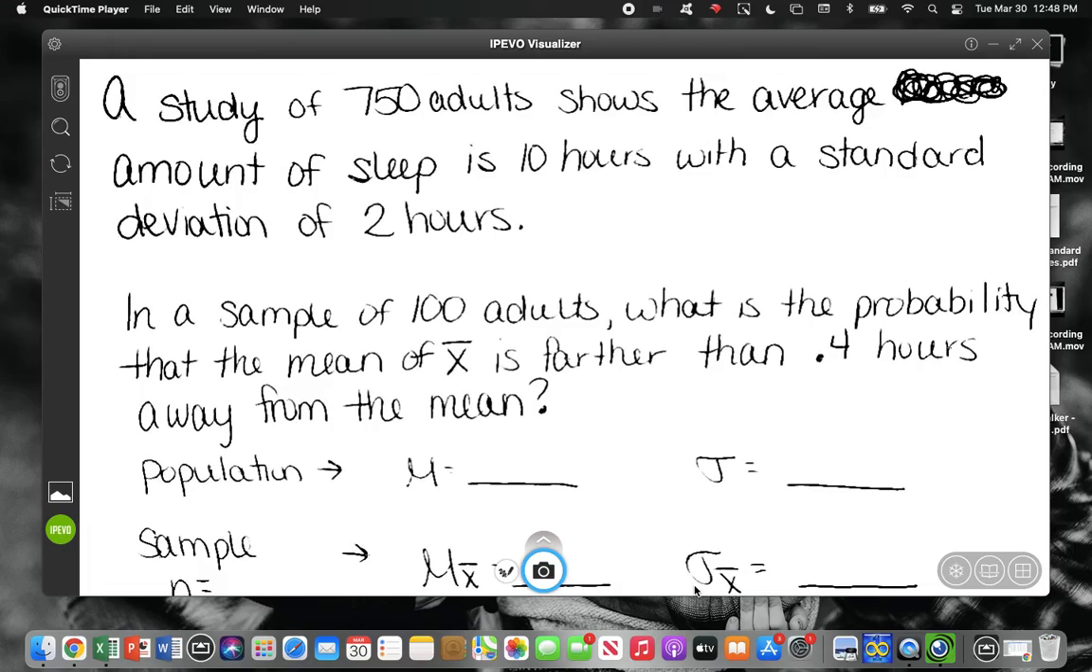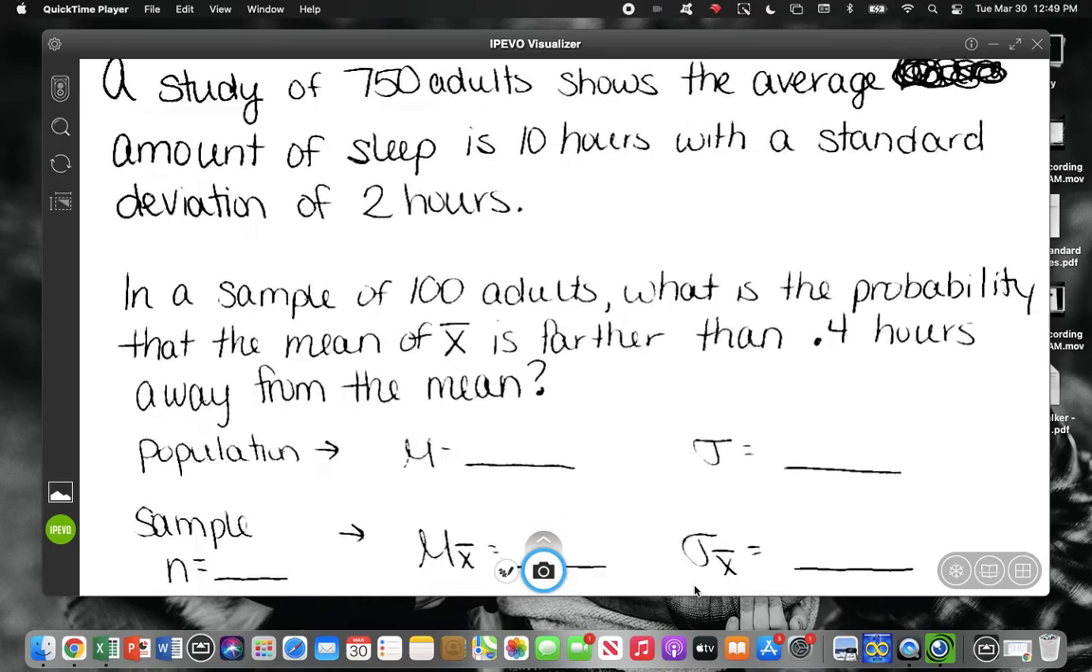All right, so then we are actually going to take a sample of 100 adults, just to see if this is accurate information. And we're going to find out what the probability is that the mean of the average hours of sleep is farther than 0.4 hours away from the mean. So first of all, can we assume that this is a normal distribution with our sample size? Is our sample size bigger than 30? All right, our sample size is bigger than 30.